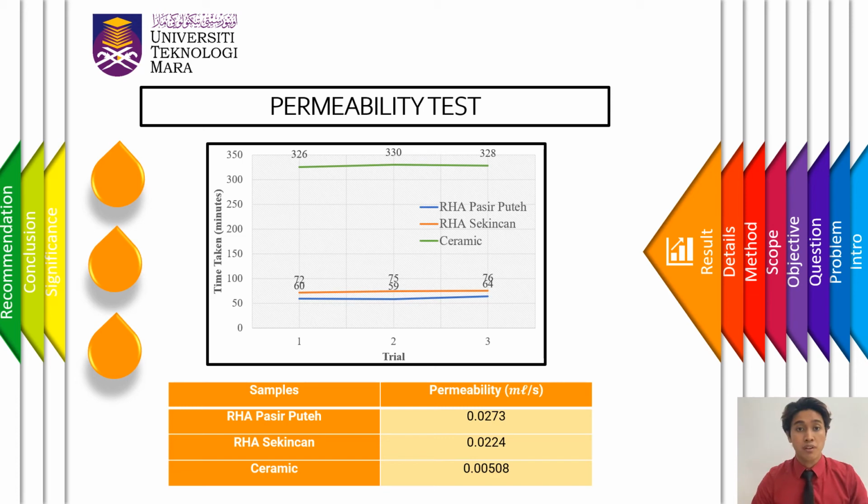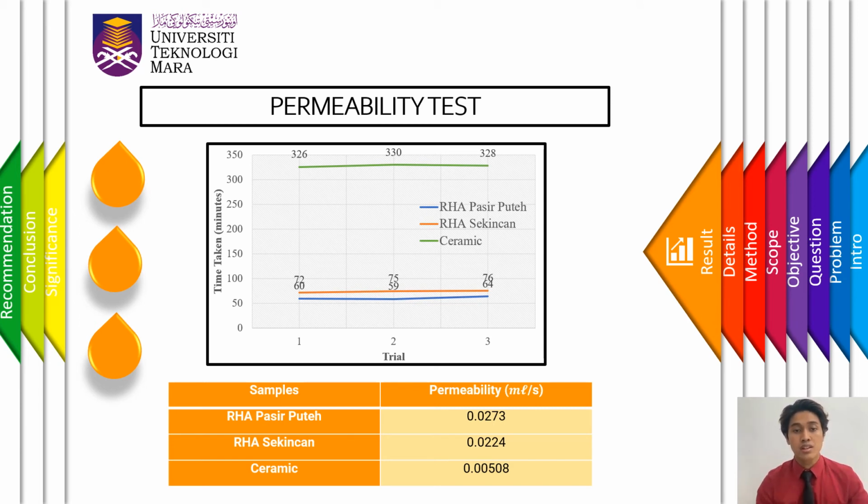Based on the graph, ceramic took an average of 328 minutes to filter the 100 milliliters of water completely. The time recorded is about 4 times longer compared to the time taken by RHA samples from Sekinchan and Pasir Putih. Meanwhile, the RHA Pasir Putih sample took the fastest time, which is about 61 minutes on average to filter water.